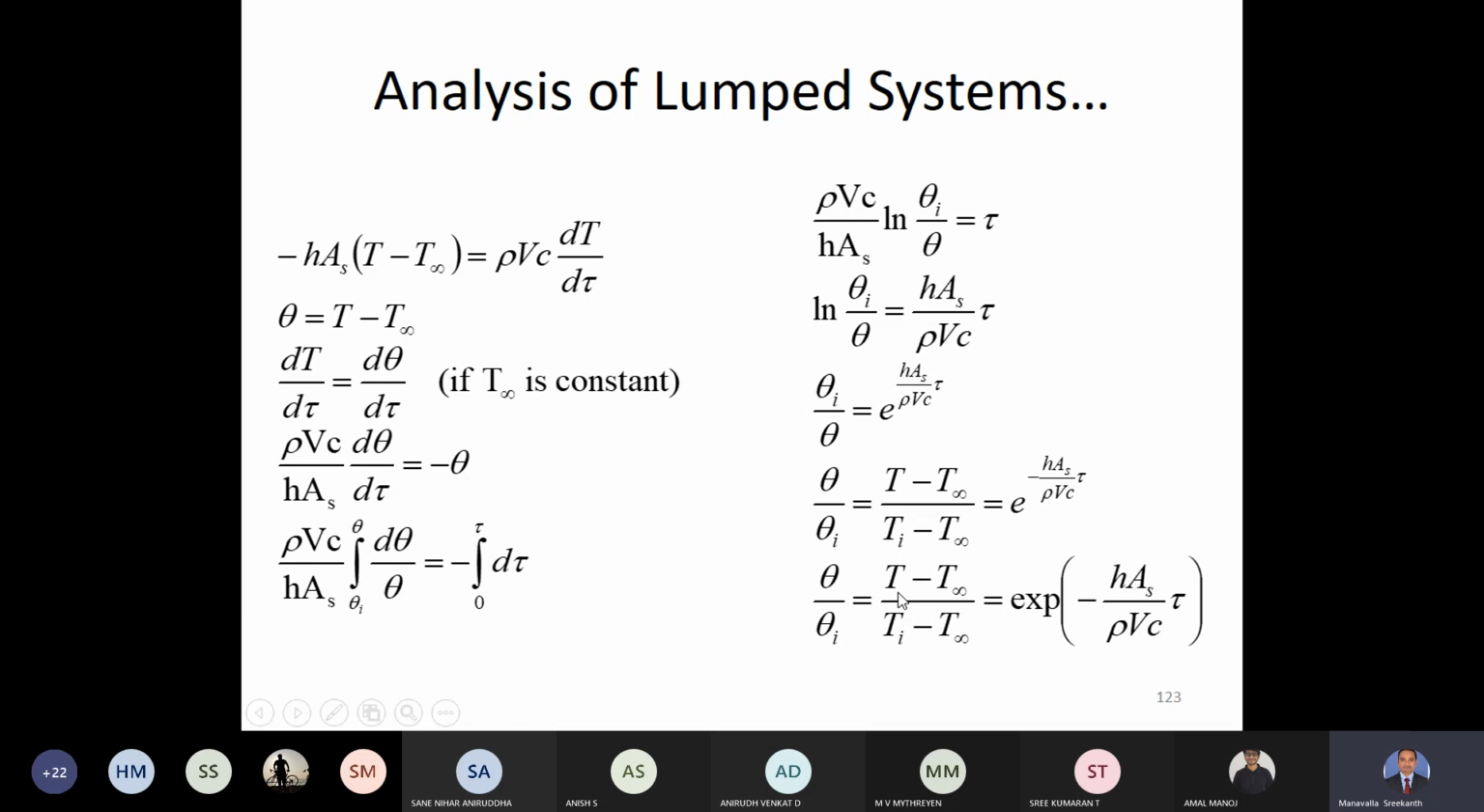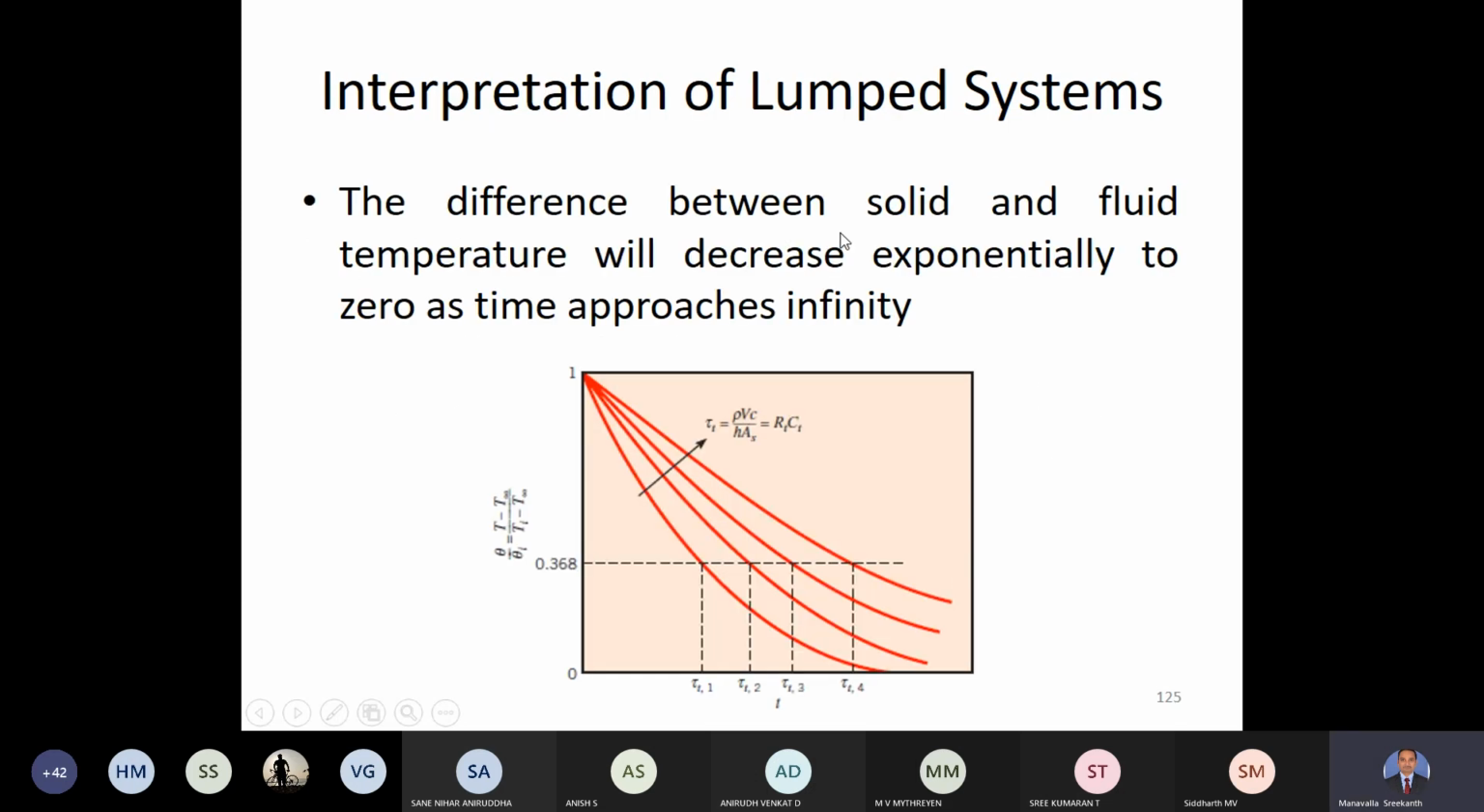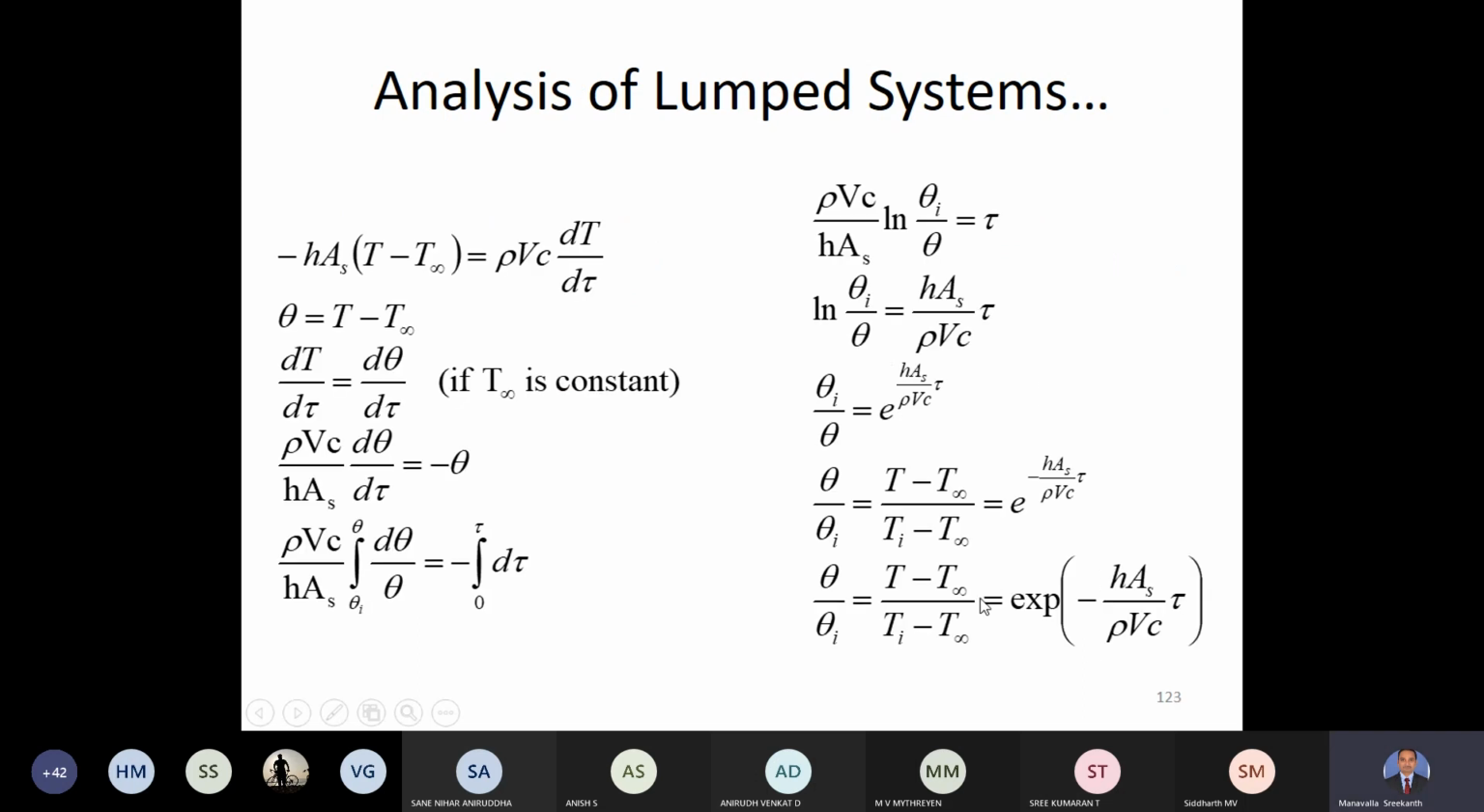In the numerator, you have T minus T infinity. That means the current temperature minus the surrounding temperature. So this is the current temperature difference. This is the initial temperature difference. This ratio of the current temperature difference to the initial temperature difference is changing exponentially. That's the meaning. So what is happening? The difference between the solid and the fluid temperatures will decrease exponentially to zero as time approaches infinity. So the temperature difference between the solid object and the fluid will gradually reduce. But how long will it take? It will take an infinite amount of time, because of this exponential term.